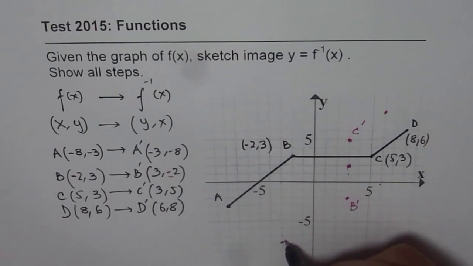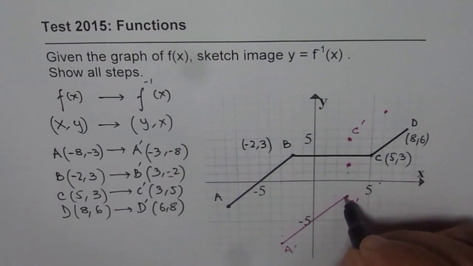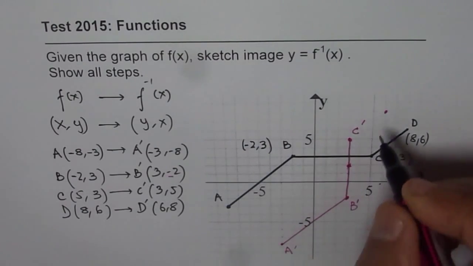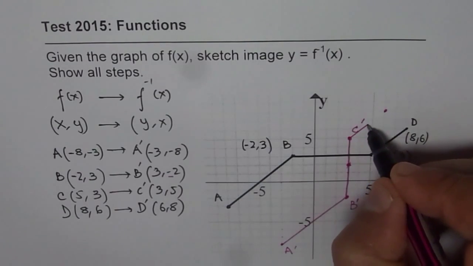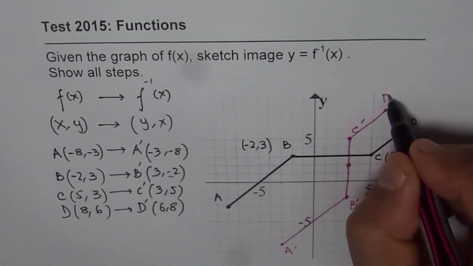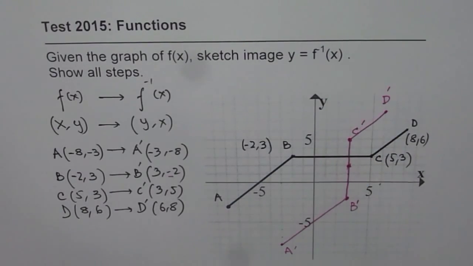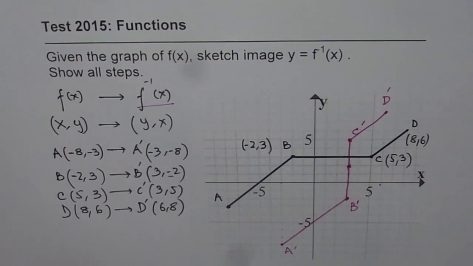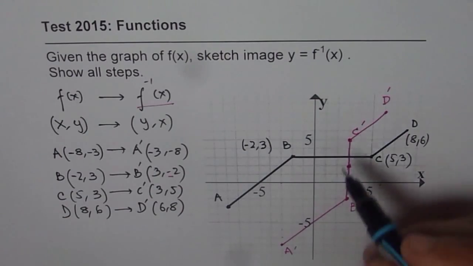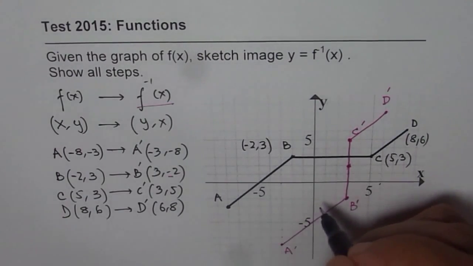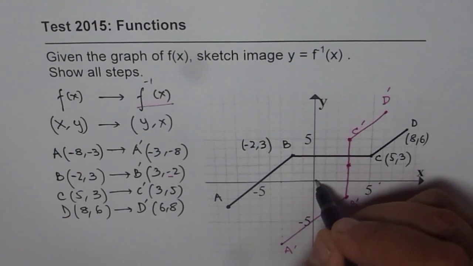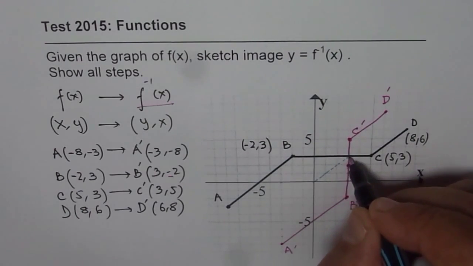So we can join them. So that goes like this. Here we have a vertical line joining B dash and C dash, and then we have this straight line to D dash. So that gives you the inverse function, correct? So that is the inverse function for us. Now the alternate way is we could always reflect our graph on the line y equals x. Now y equals x will be a line going through the diagonal, right?